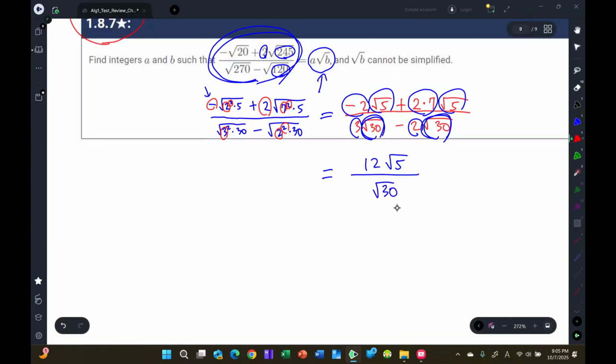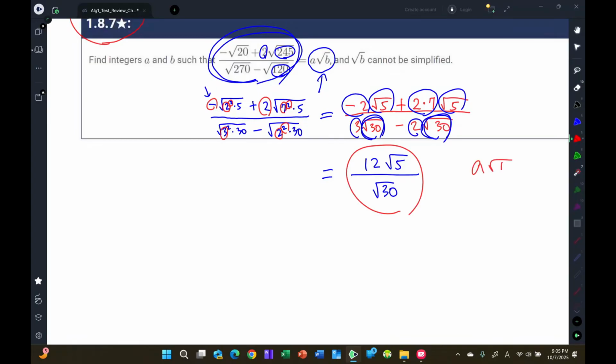But teacher, that's not in a root b form. I know. But remember, within the same square root, I could reduce the numbers. Alright? So 5 goes in there 1 time, 5 goes in there 6 times. This is simpler. 12, well, root 1 is just 1, so on the bottom it's going to be root 6. But teacher, that's still not a times root b.